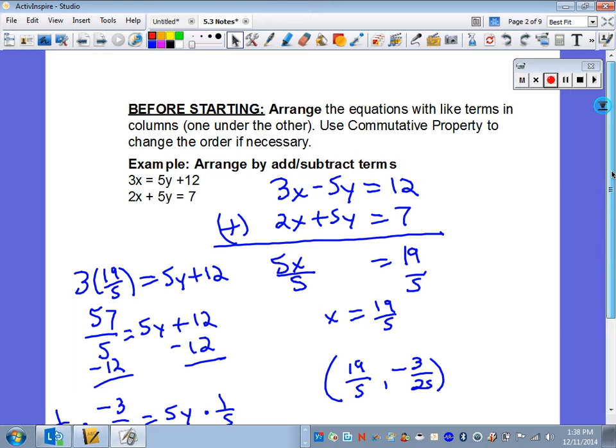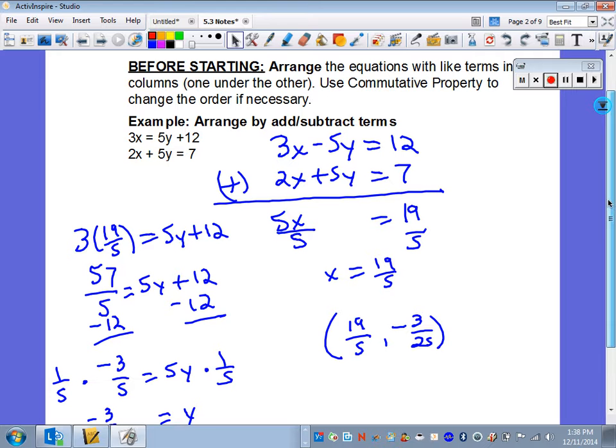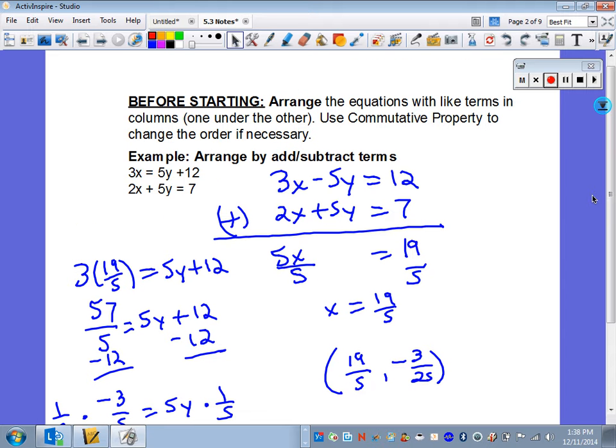I already have this done because, as it turns out, I made the video and my microphone wasn't plugged in. What you want to do is make sure x and y are on the same side, so you want it in standard form. Here I subtracted 5y from both sides, so I have 3x minus 5y equals 12. Then I recopy the second one: 2x plus 5y equals 7.